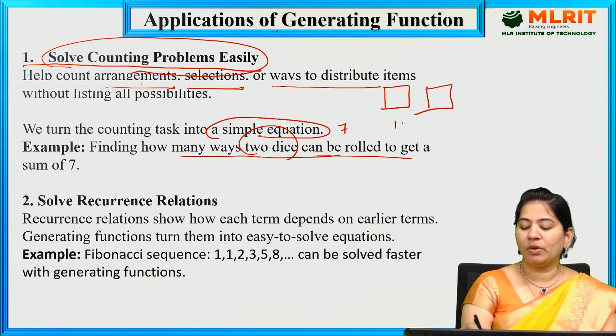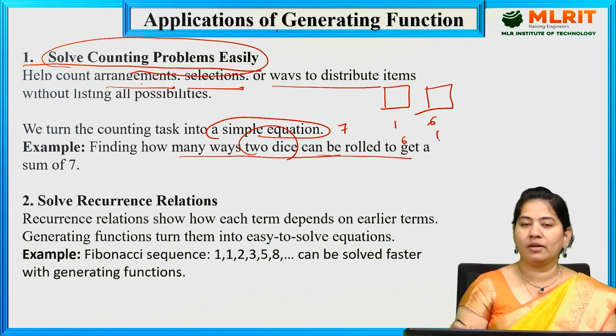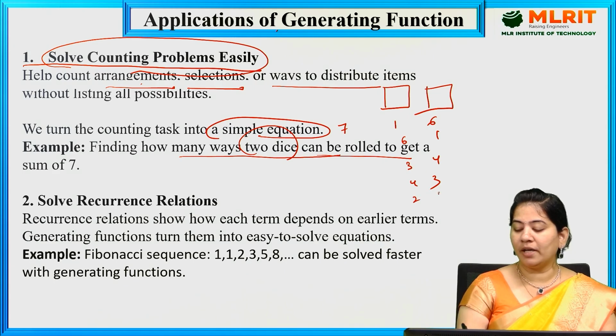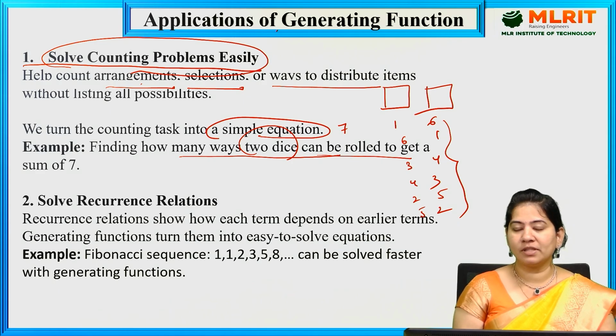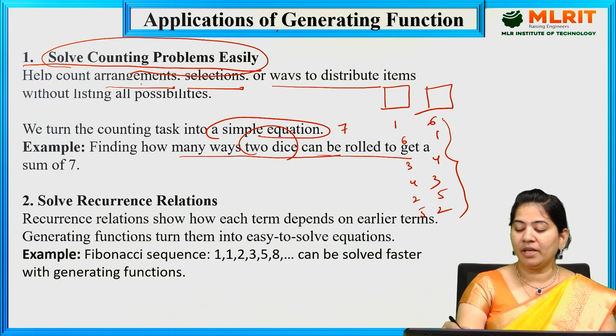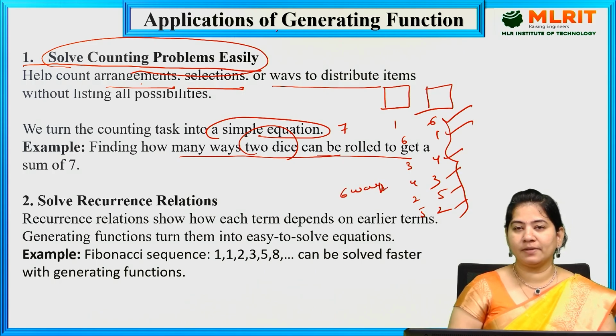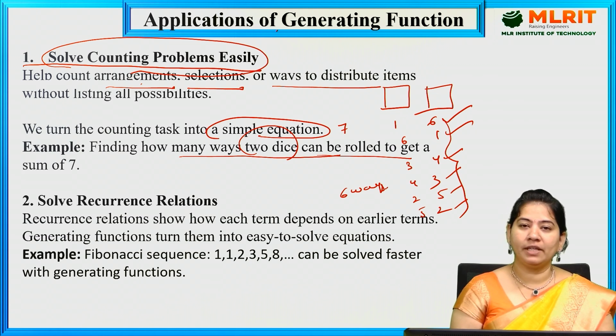Either it can be 1 and 6 or 6 and 1, or it can be 3 and 4, 4 and 3, or 2 and 5 and 5 and 2. These are the possibilities to get a sum of 7 when I roll the two dice at a time. Now how many ways do we have? 1, 2, 3, 4, 5, 6. Altogether I have 6 ways to get a sum of 7.